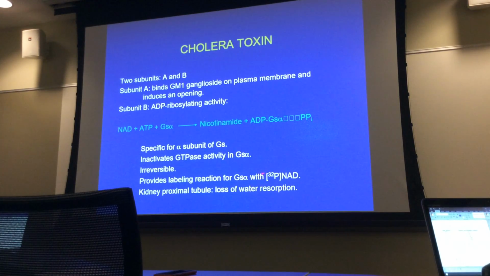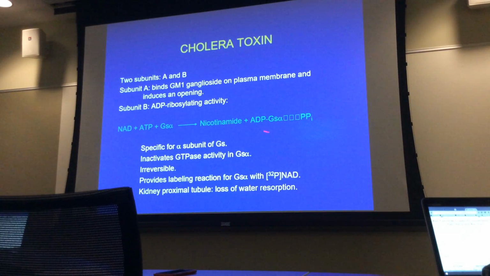You can take P32 labeled NAD and throw it in with cholera toxin subunit B, and you can create a radiolabeled P32 radiolabeled GS alpha. So a lot of good research was done with this.